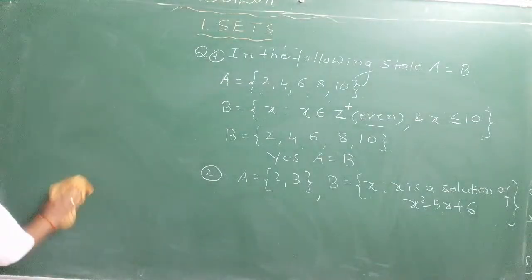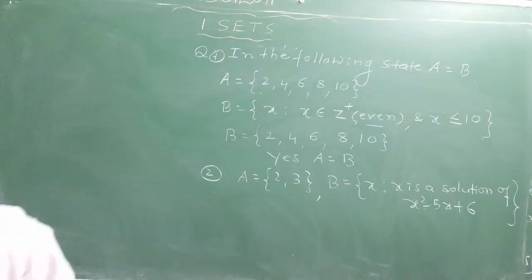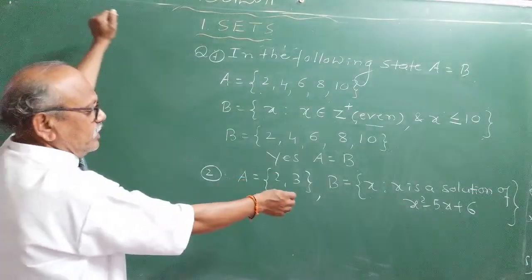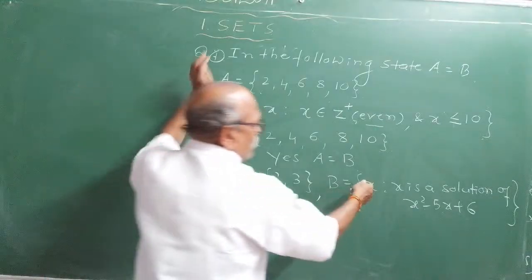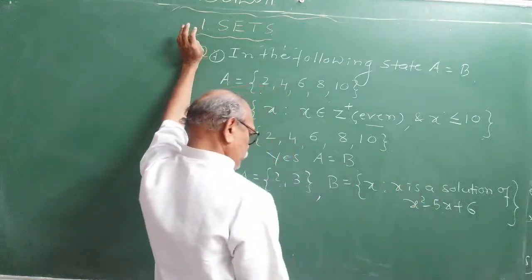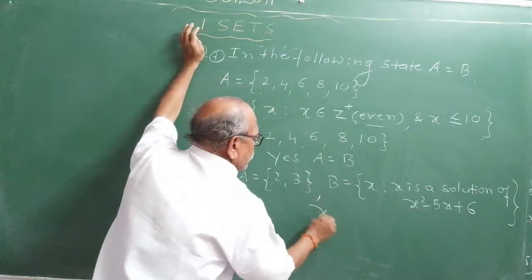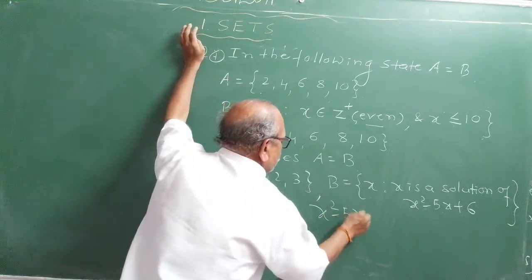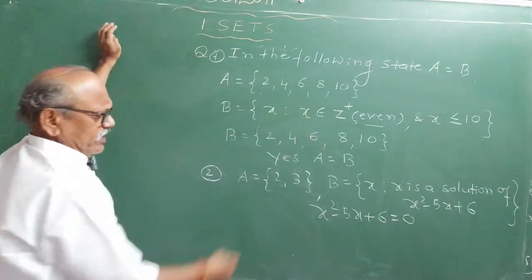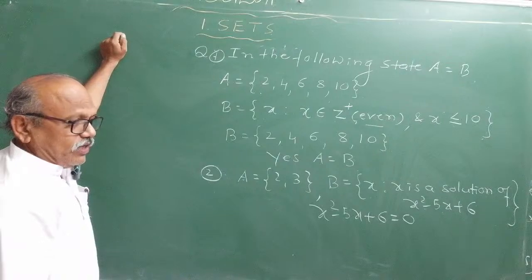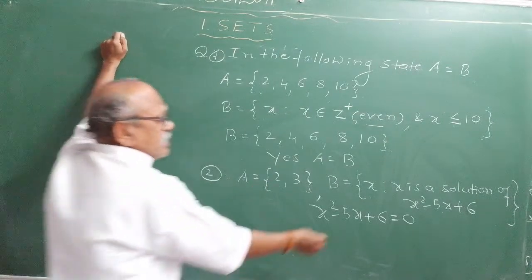Now, how do you get the elements of the set B? You have to interact. Don't keep quiet. See, set A is clear. This is the roster method. But set B is a quadratic equation. How do you solve the quadratic equation? That is x square minus 5x plus 6 is equal to 0. To get the solution, you have to equate the quadratic equation to zero. You have to split the middle term.